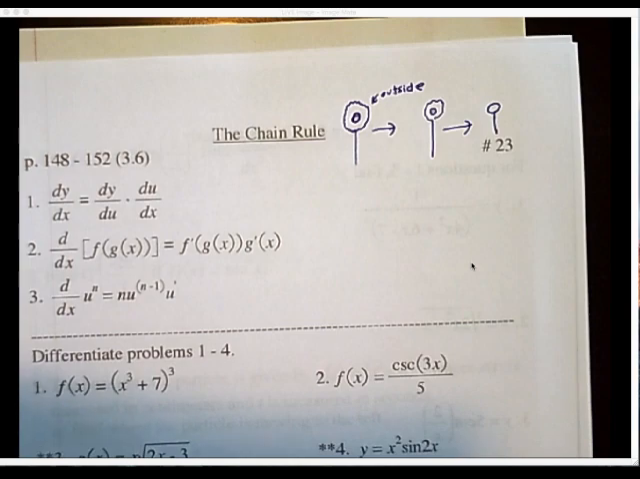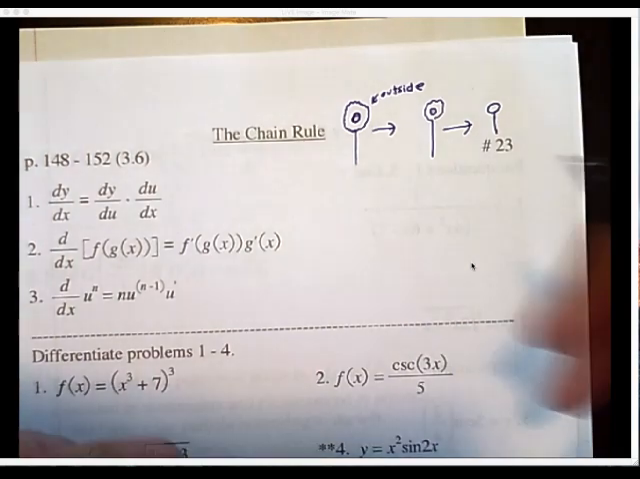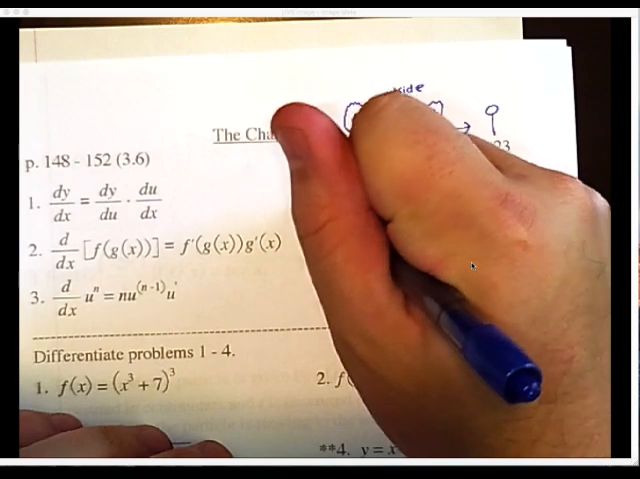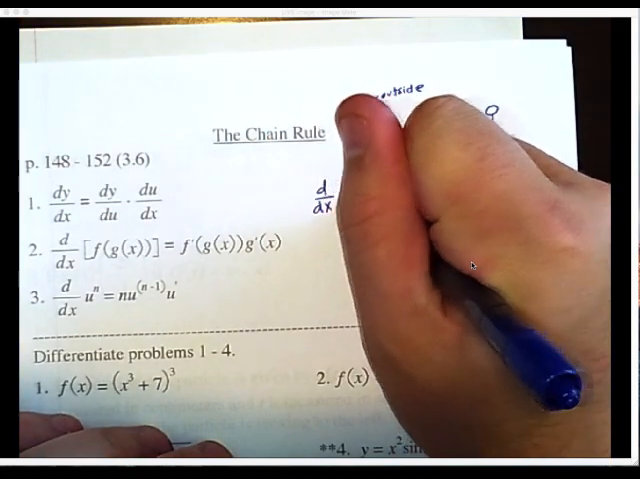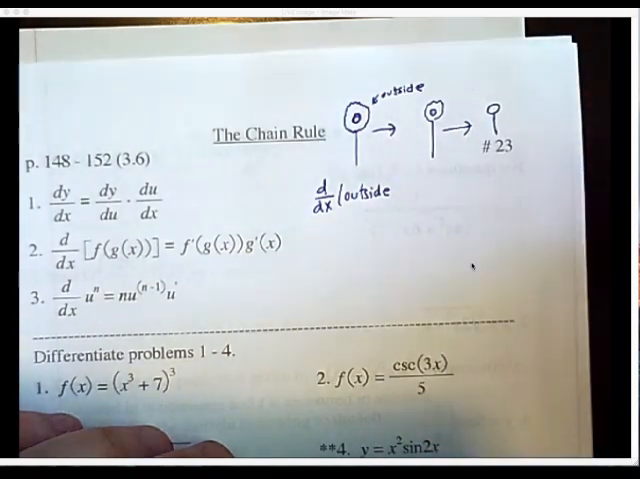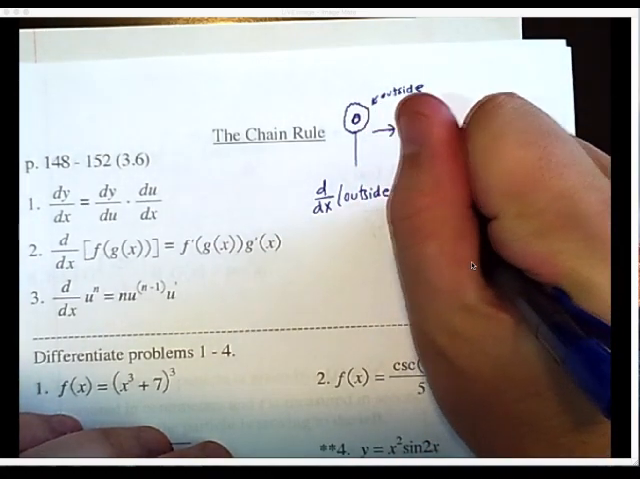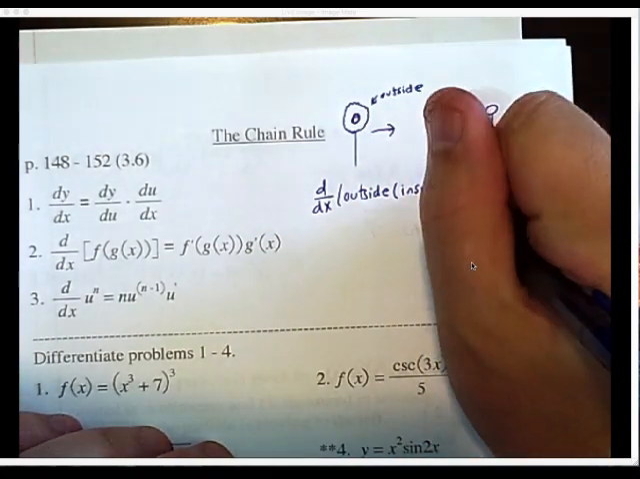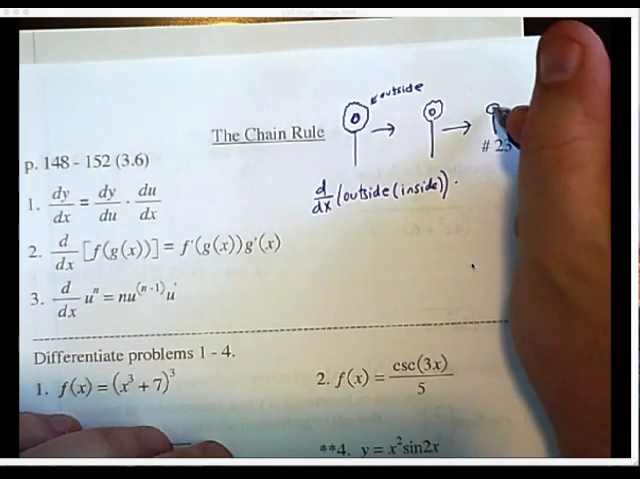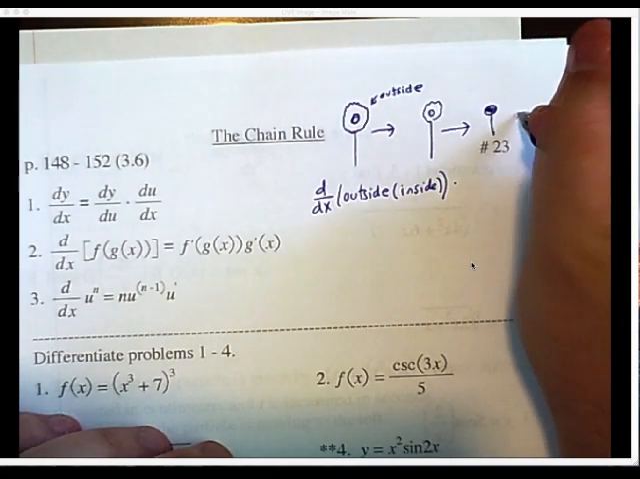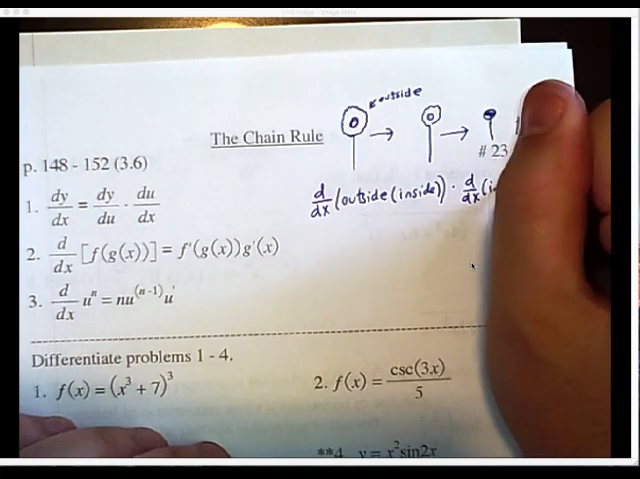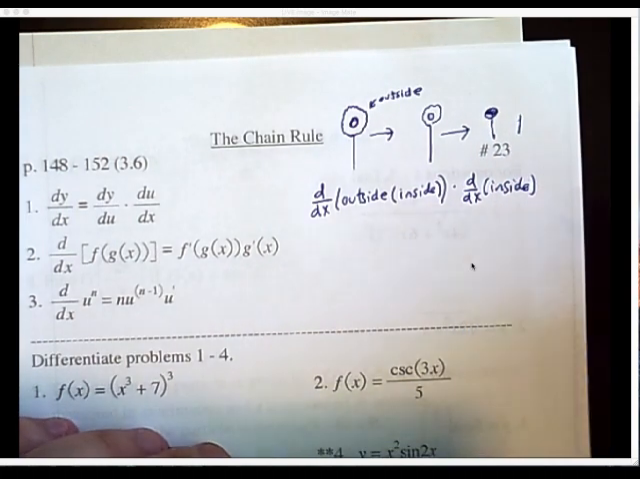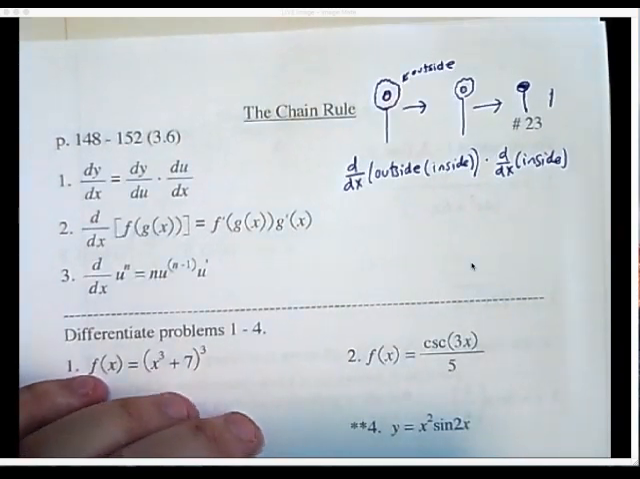So the way I like to think about the chain rule is that we're going to take the derivative of the outside, with respect to the inside. That part doesn't change, and then eventually we're going to get down to here and we're going to eat it all. So times the derivative of the inside. That's the best way to think about the chain rule.